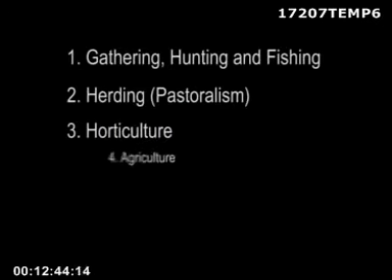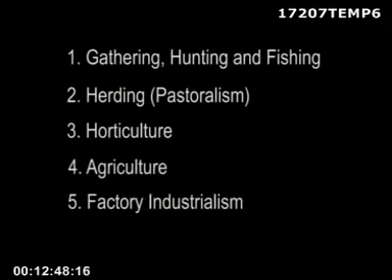According to the traditional anthropological classification, there are 5 basic forms of economy based on technology. They are as follows: number 1, gathering, hunting and fishing; number 2, herding or pastoralism; number 3, horticulture; number 4, agriculture; and the 5th one is factory industrialism.